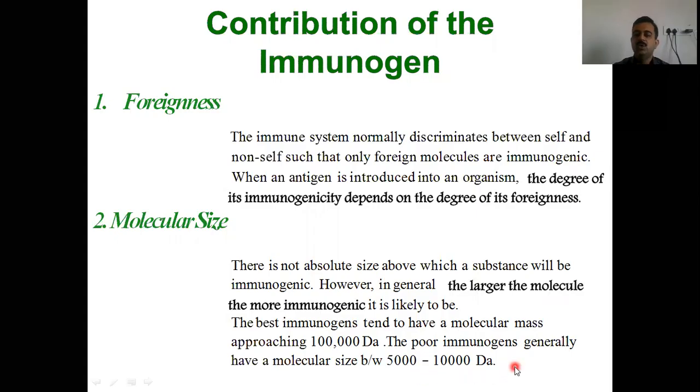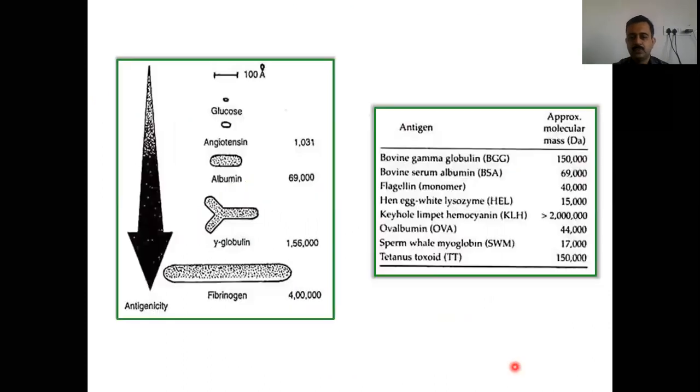Means ultimately, for an antigen to be an immunogen, its molecular size has to be at least 1 lakh Dalton, and then and only then is it able to contribute itself in starting an immunological response.